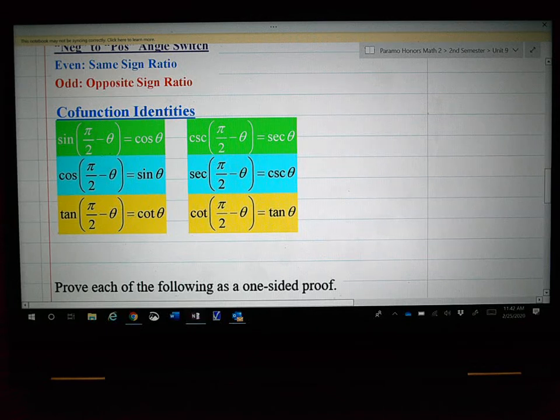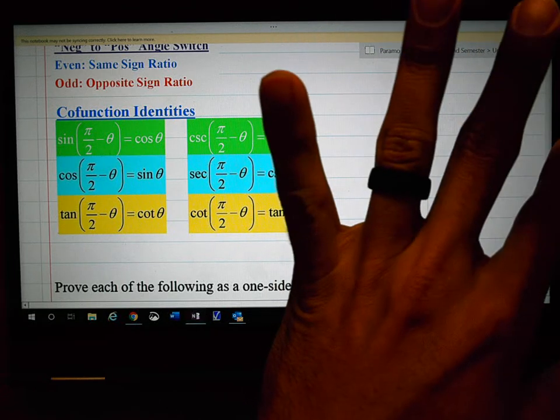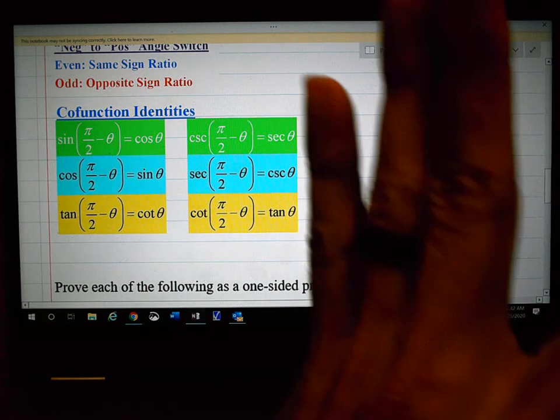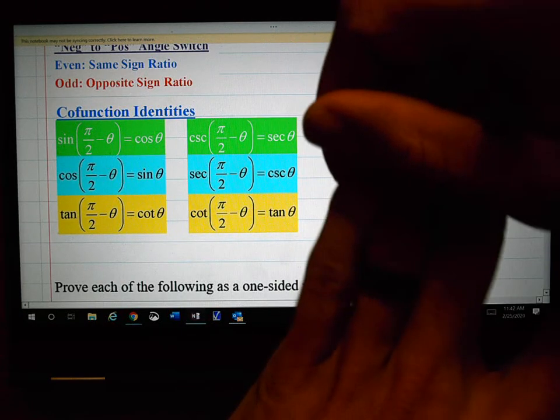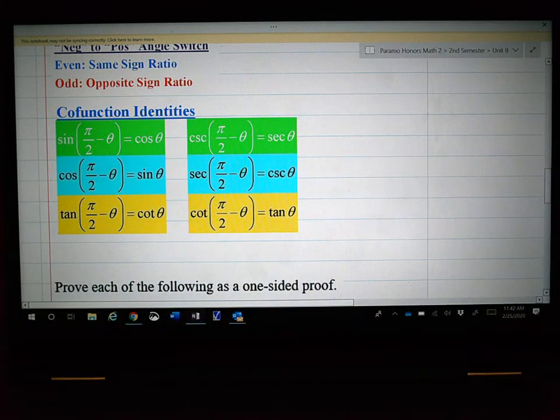If you have limited brain space, some of you know who you are, and you can only memorize so many things, always memorize your reciprocal identities and your Pythagorean identities and your quotient identities first. Those are the ones that most of your problems come from. If you're going to sacrifice memorizing anything, I would sacrifice these ones. But I promise you there'll be at least 1 or 2 on the test. Not a lot. Maybe only 1, maybe only 2.